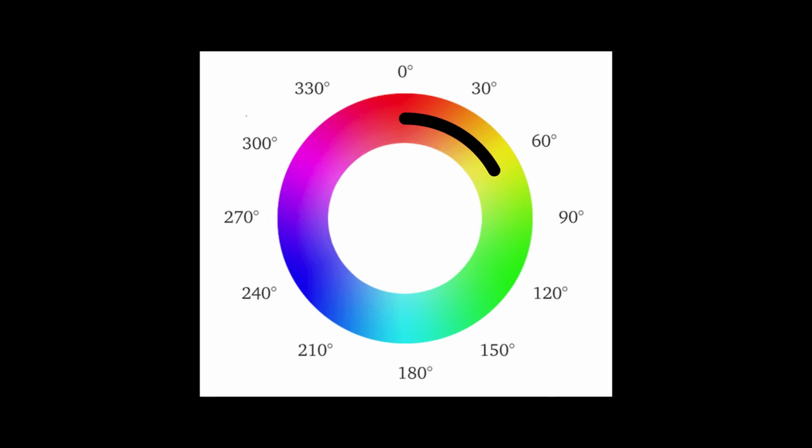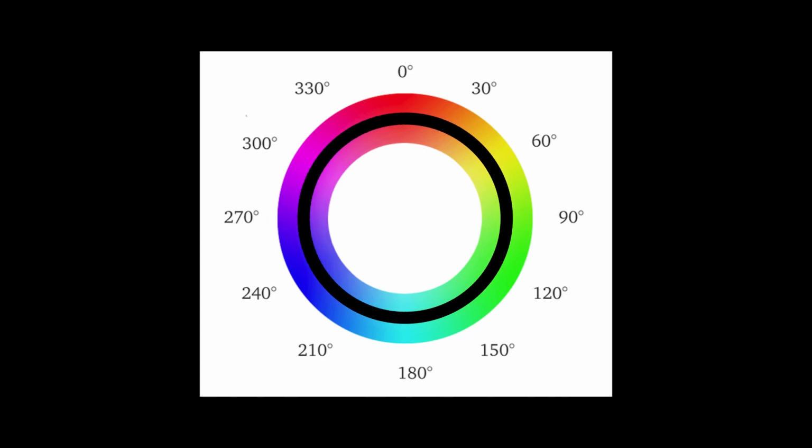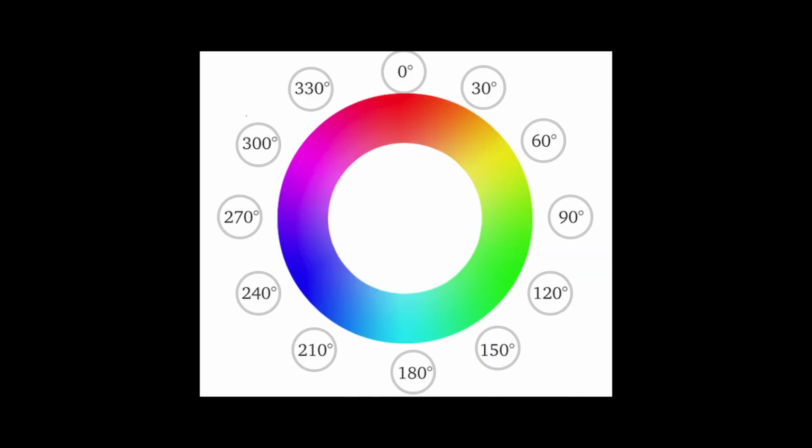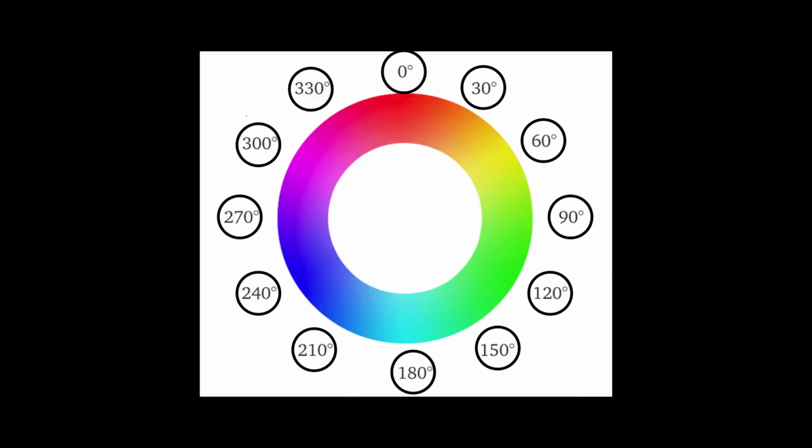Think of it as a spectrum of colors arranged in a circle, with each hue occupying a specific degree. This model makes it easy to understand and create colors intuitively. The H in HSL stands for hue, which refers to the actual color itself. In the HSL model, hues are represented by the degrees on the wheel.